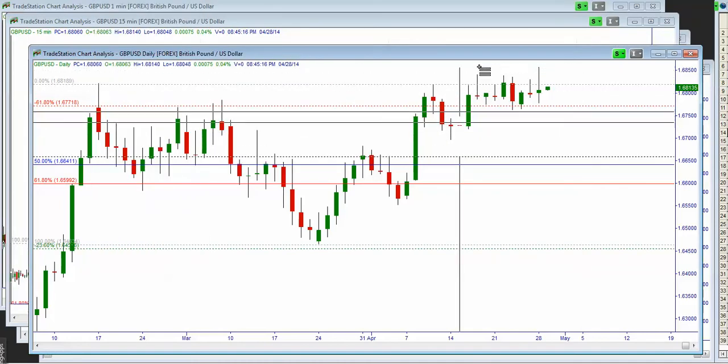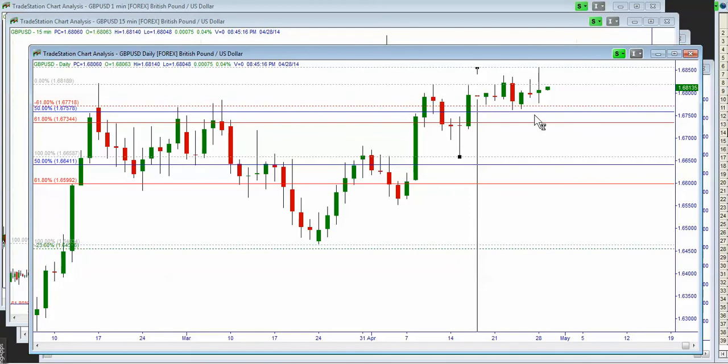Now it doesn't mean that this price cannot continue higher, but clearly if we get a retest of 167.60 area here, there is more support. There will be more support for this price to continue higher.